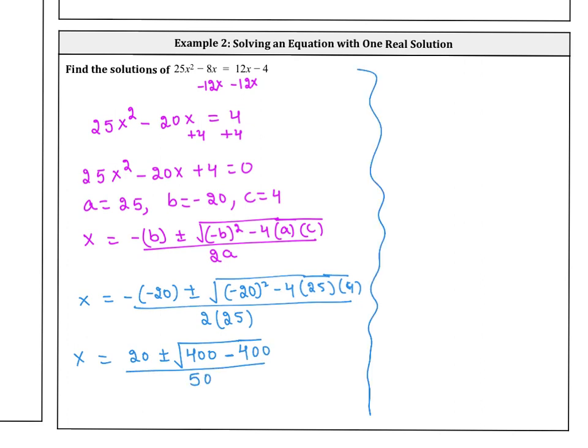Now we are going to solve this for x values. So you get x equals 20 plus or minus the square root of 0, divided by 50. So x equals 20 divided by 50. Reduce this and you're going to get only one real solution, that is 2/5.